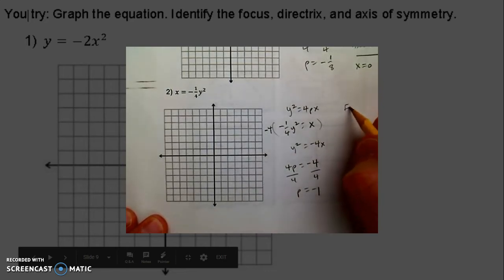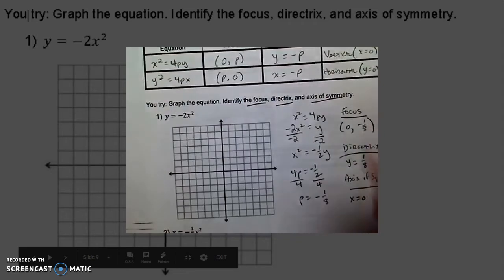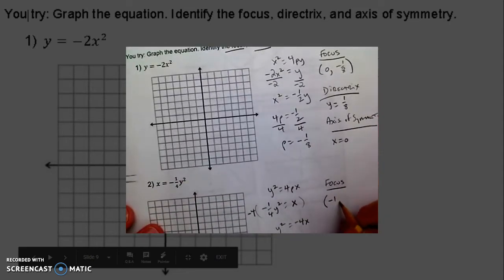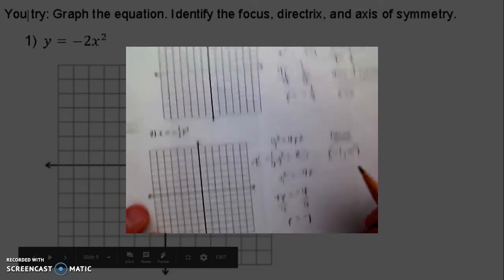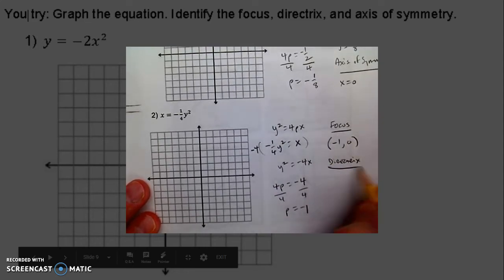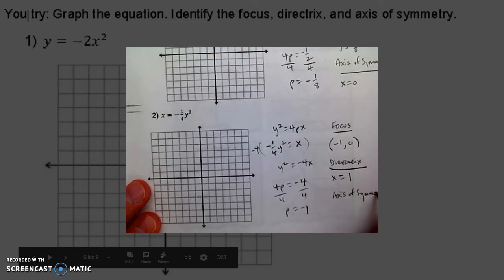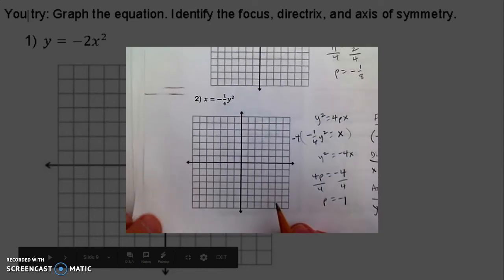So now, my focus. This one is a horizontal axis of symmetry. My focus is at the point p, comma 0, so negative 1, 0. The directrix, x equals the opposite of p, so x equals 1. And then my axis of symmetry is y equals 0. So let's go ahead and graph this now.